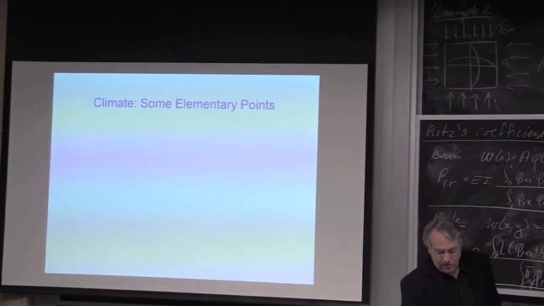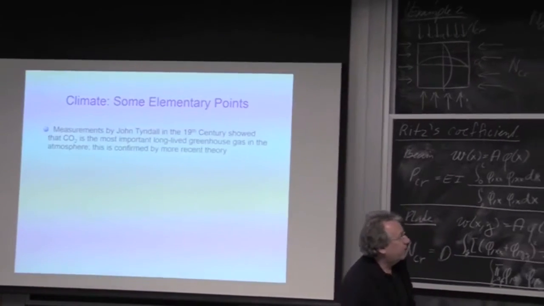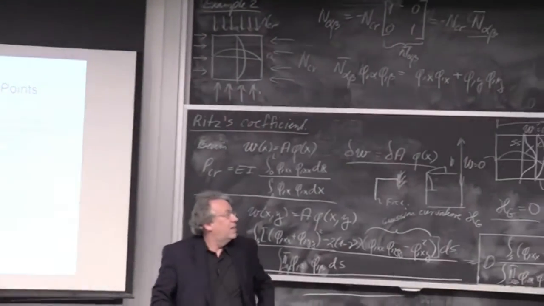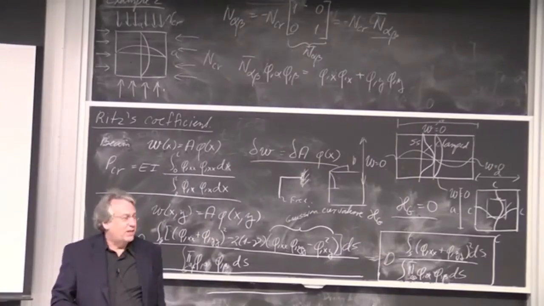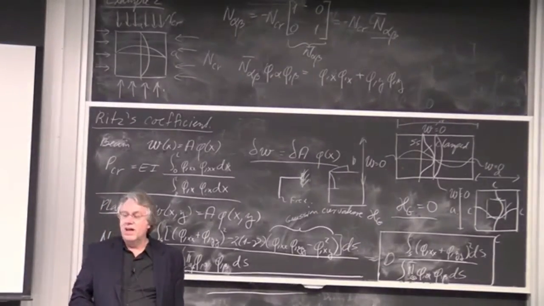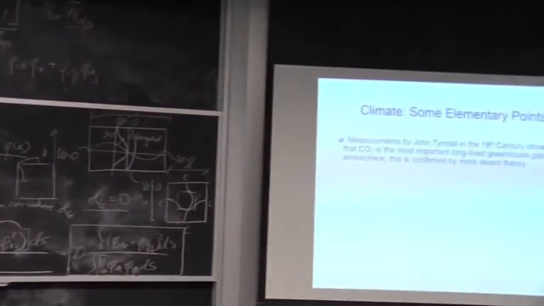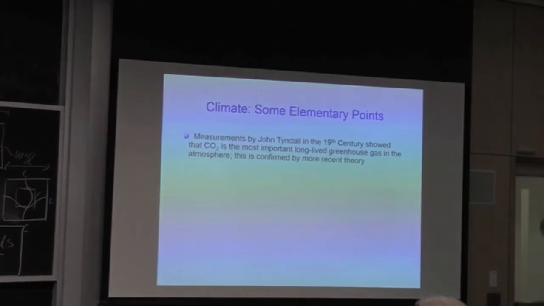Okay. So just to start off with some very elementary points, I'm just going to list the things that I think are kind of important about this, skipping a whole bunch of physics and a lot of history, just to try to narrow things down. I would say that one of the most important first steps in this problem was taken by the Irish physicist John Tyndall in the 19th century, who did experiments. Remember, this is pre-quantum physics.